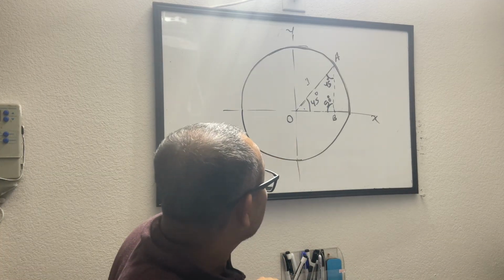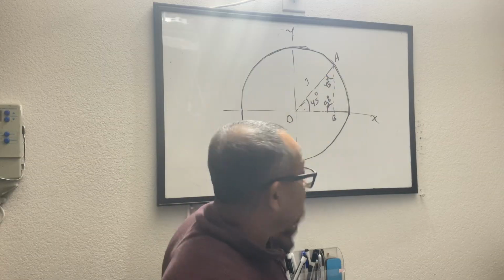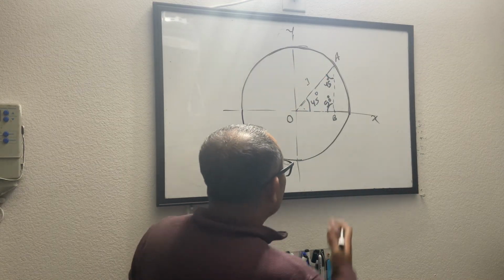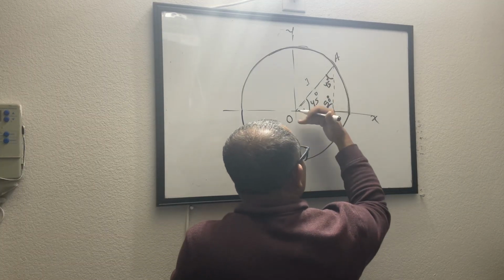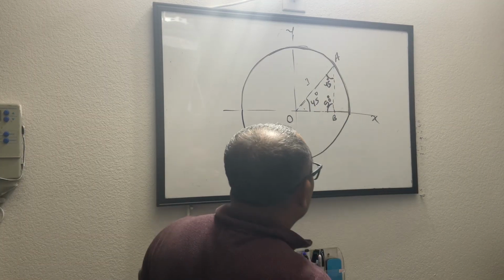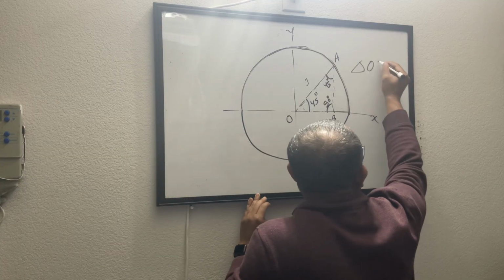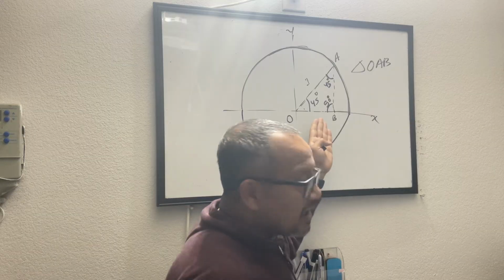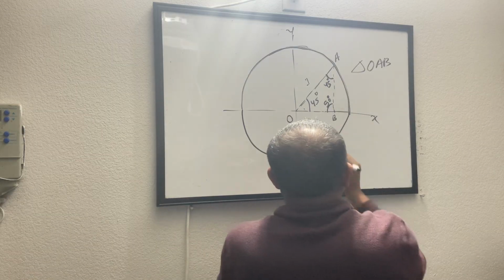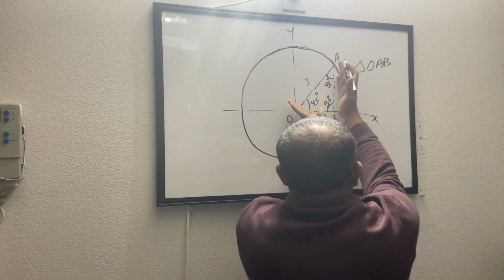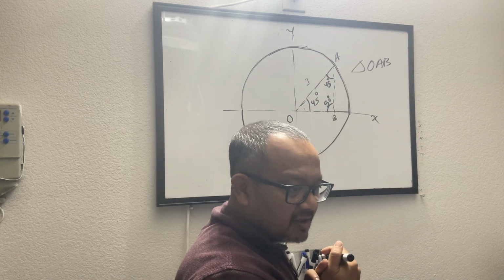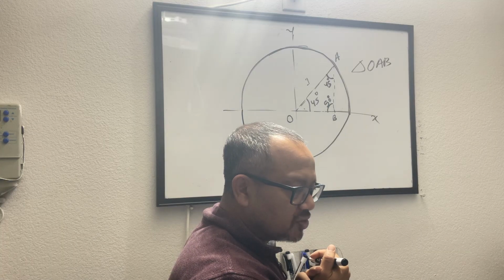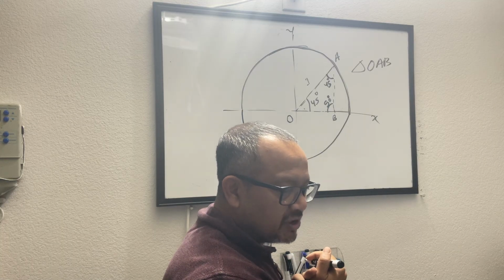Now, if I look at this right angle triangle OAB, this length is 1. What I'm seeing is this side and this side will be the same. Eventually, triangle OAB is an isosceles right angle triangle, meaning two sides are the same, because these two angles are the same, these two sides will be the same. Yeah? Do you guys agree?